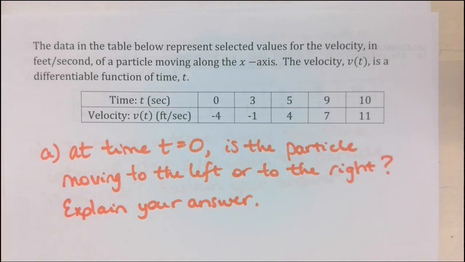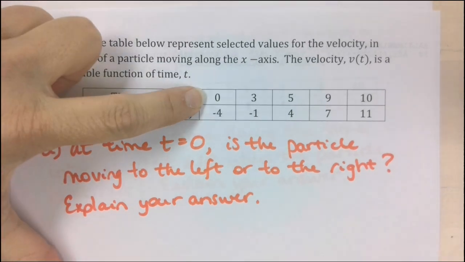In this first example, we're going to use this data that's given in this table to do 3 different things with it. The data in the table below represents selected values for the velocity in feet per second of a particle moving along the x-axis, and the velocity v of t is a differentiable function of time t. And then we have that data given there in the table. And our first question: at time t equals 0, is the particle moving to the left or to the right? Explain your answer.